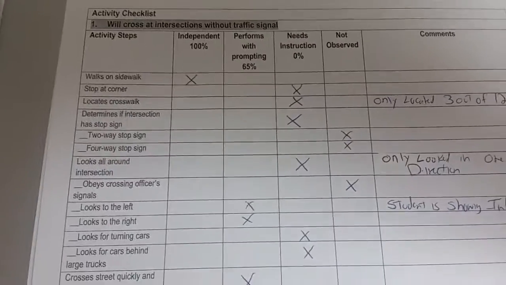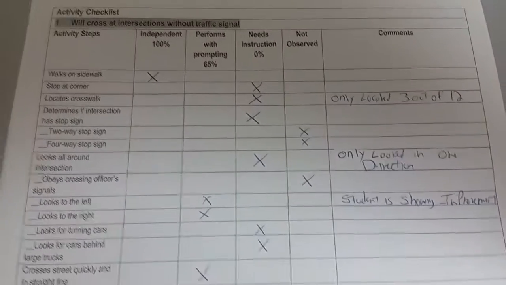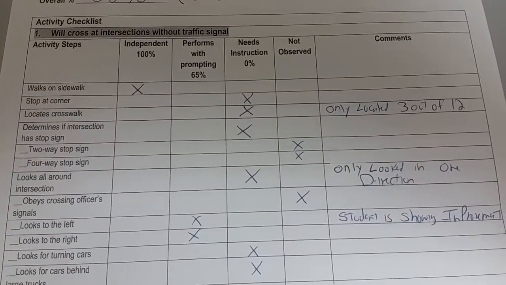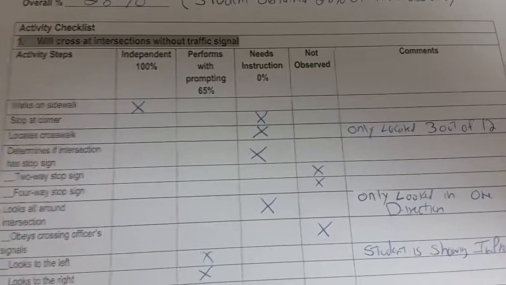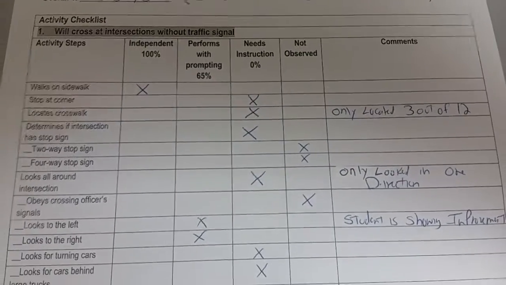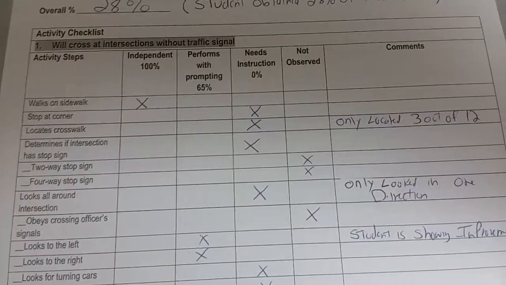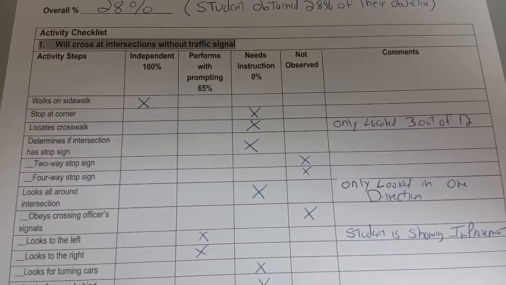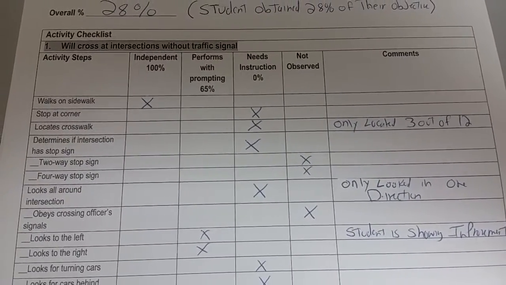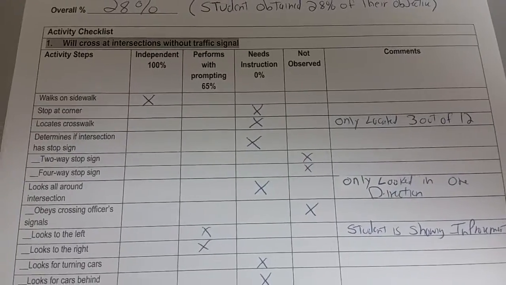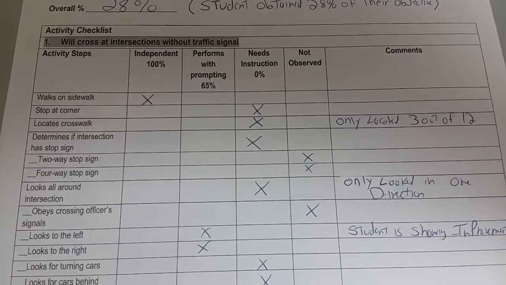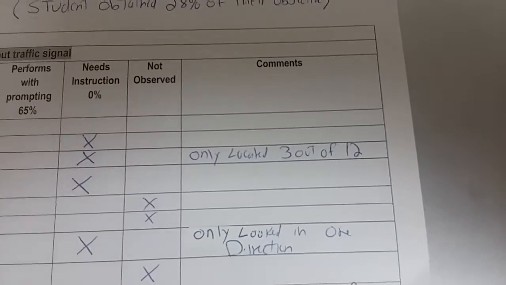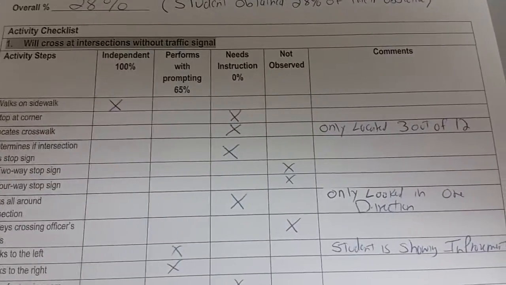So as your student is out and about, if it's safe, you're going to check off what they're doing. Walk on sidewalk, independent, we got 100%. Stop at corner. Student can't do it, so we just X 0%. Locates crosswalk, X 0%. They need instruction. They can't perform it with prompting, they need instruction. And over here in the comments, you see only located 3 out of the 12. So that's not with prompting, that they need instruction.